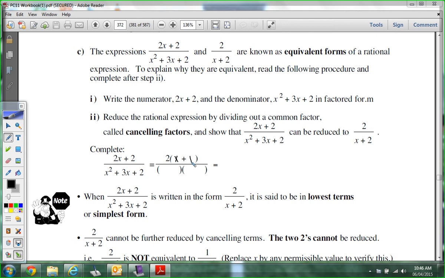Factors of 2, that to 3. Hold on, you can do that. Yeah, just x plus 2, x plus 1.